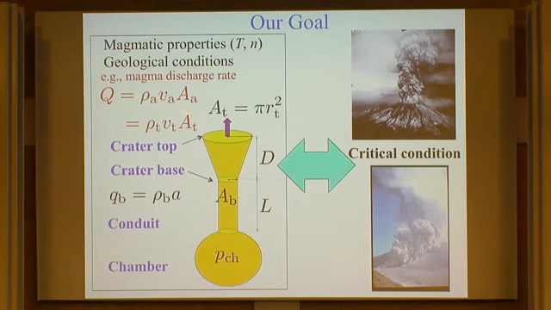This is a very important quantity which characterizes the intensity of volcanoes. So we want to know what is the critical magma discharge rate that separates these two conditions and so on. Sorry, what's the A?